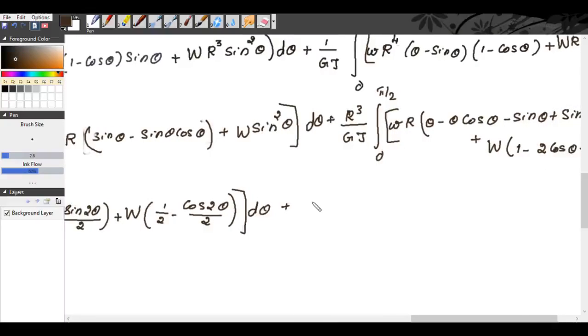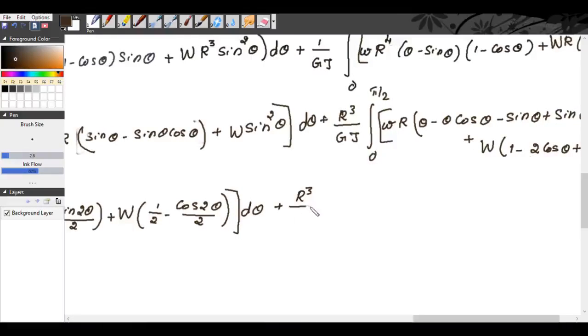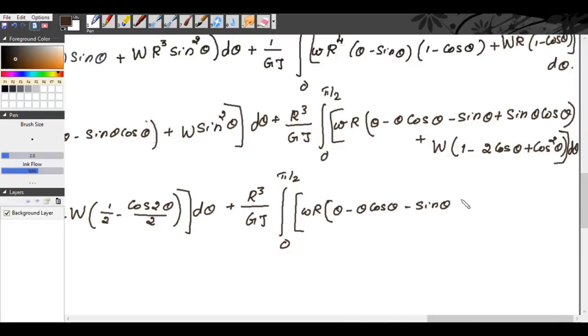Plus r cube by GJ into integration of 0 to pi by 2 into WR into theta minus theta cos theta minus sin theta plus sin theta cos theta.